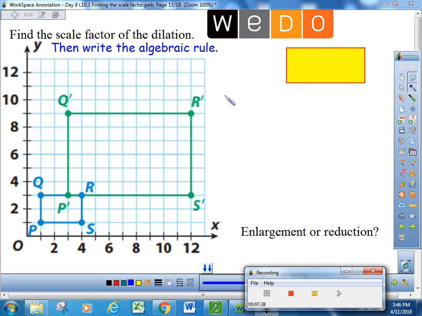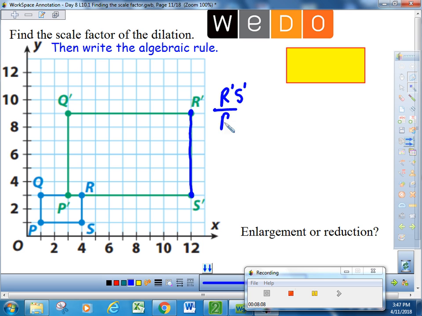Go ahead and write up your first side. Let's take this side right here, R prime to S prime. Write up the ratio and count your units. You should have R prime S prime over RS, and it's 1, 2, 3, 4, 5, 6 over 2, 6 over 2, 3.